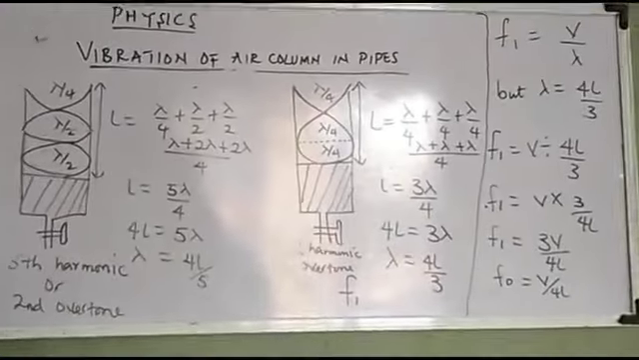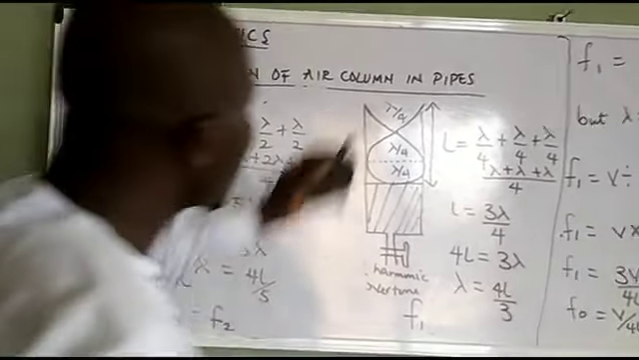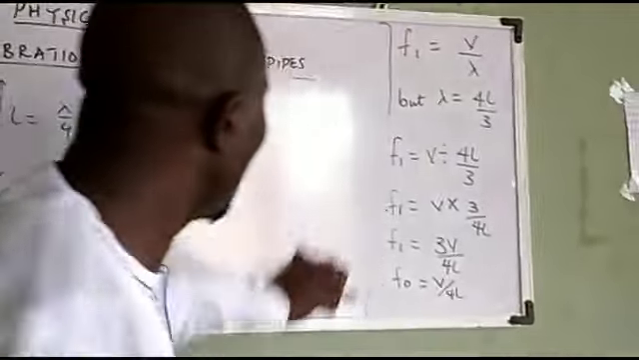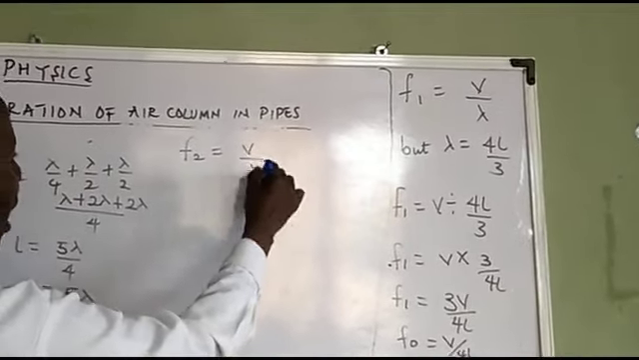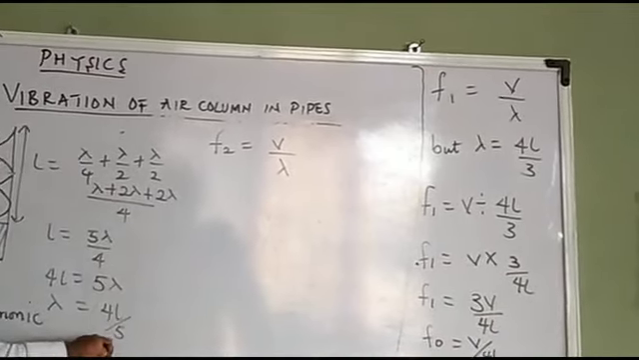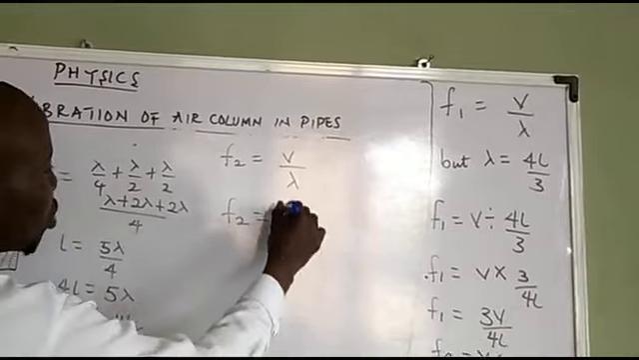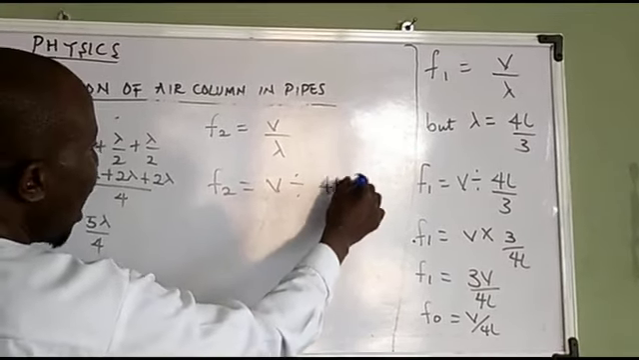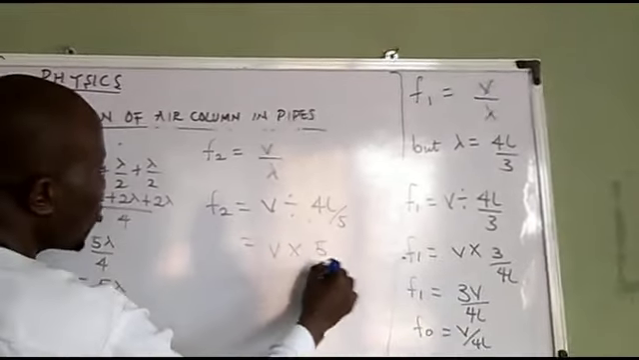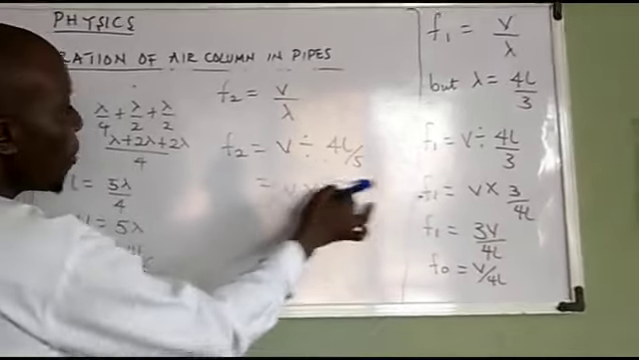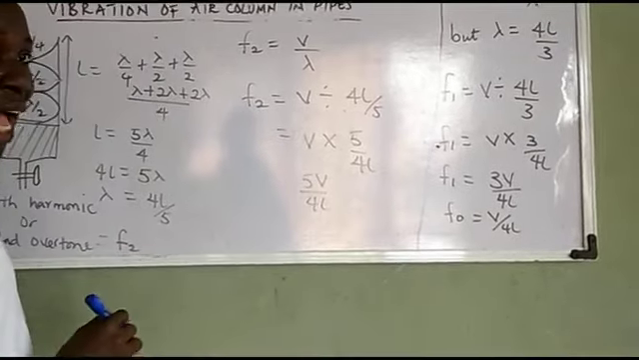So now, what will be the frequency? The frequency of the second overtone now, F2. Are you getting it now? Our F2 will be equals to what? V over lambda. But don't forget, our lambda here is 4L over 5, isn't it? So F2 will now be equal to V divided by 4L over 5. That will be V multiplied by 5 over 4L, isn't it? Yes. 5V over 4L. Are you getting it now?